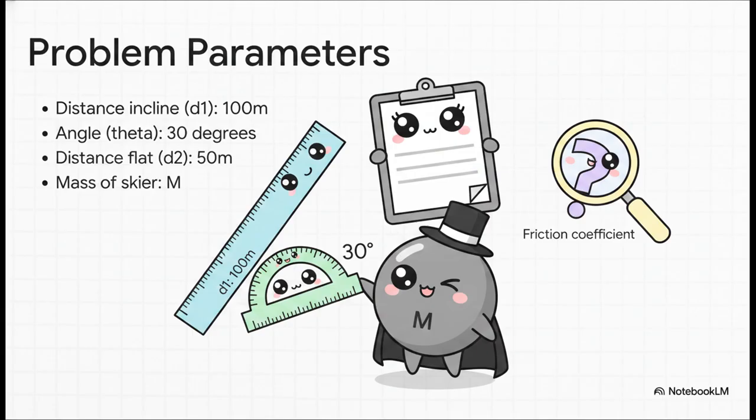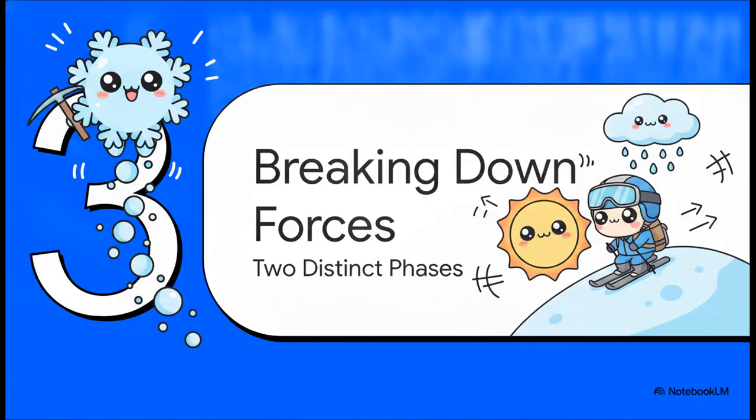Now keep a close eye on that mass variable. It's kind of acting like a clue right now, but spoiler alert, it's going to pull a magic trick and completely disappear later on. And finally, our unknown, the treasure we're hunting for today, is the coefficient of sliding friction, written as the Greek letter mu with a subscript s. All right, part 3, breaking down the forces.